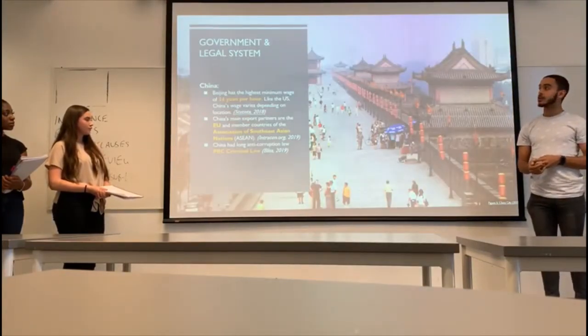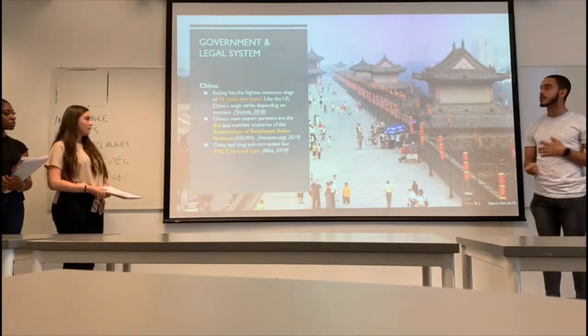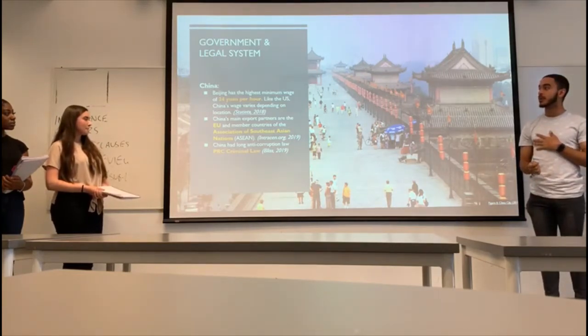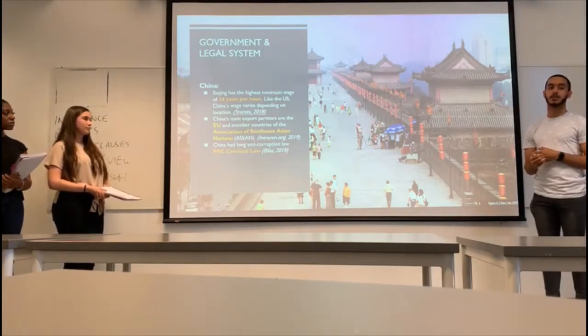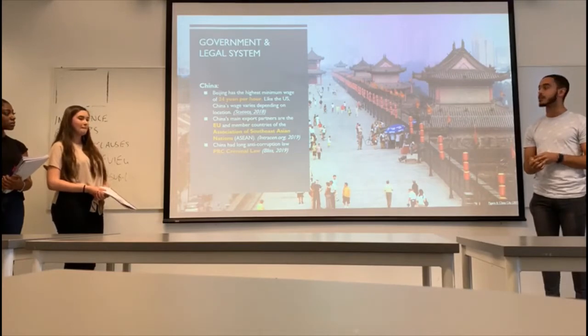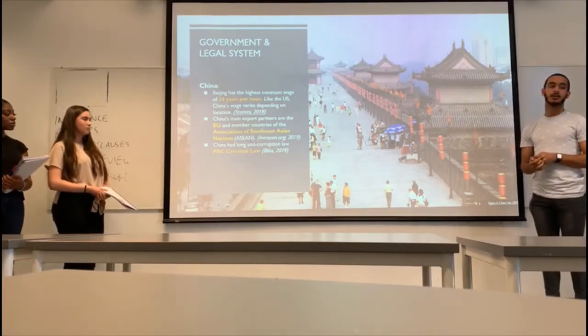So for China, the government and legal system: Beijing has the highest minimum wage of 24 yuan per hour. Like the US, China's wage varies dependent on the location that you live in. Their main export partners are the EU and members of the Association of Southeast Asian Nations. And China has a long-standing anti-corruption law called the PRC criminal law.